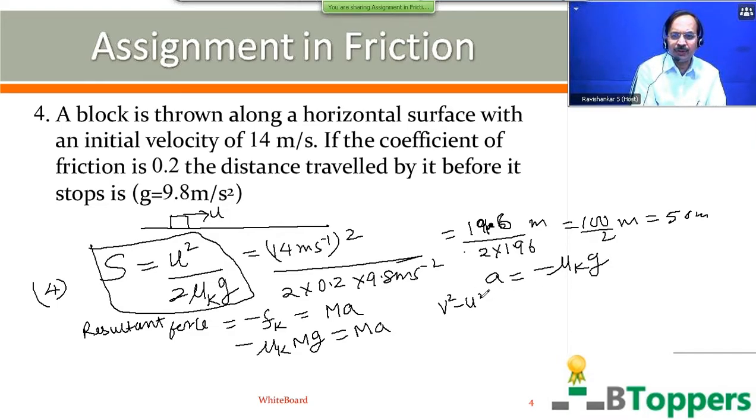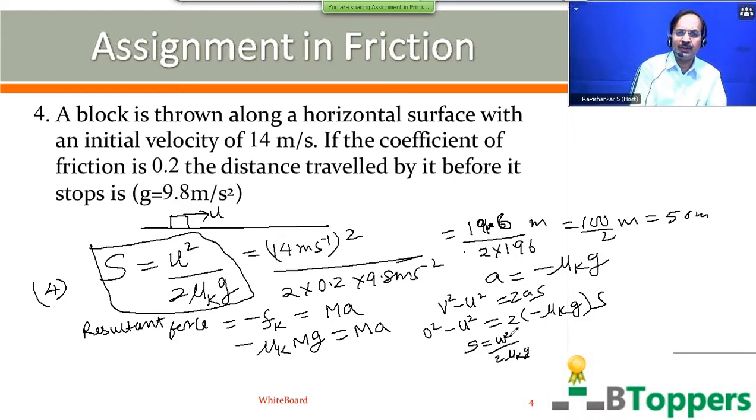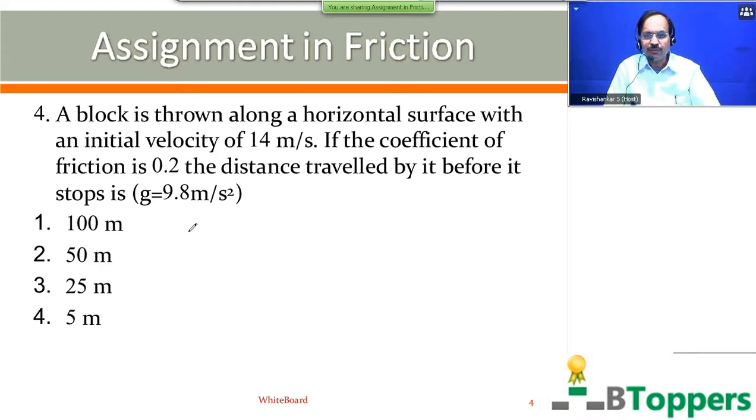Then use the formula v square minus u square equal to 2as for retarded motion. When it comes to rest, the final velocity is 0, and a is equal to minus mu k into g. So the distance it travels before it stops, you can write as u square by 2 mu k g. Then you can substitute the given values and simplify as I explained before. So you have to write this working in case you are given a similar problem in board examination. So for question number 4, which I have just now discussed, the second option, 50 meter, is the answer.